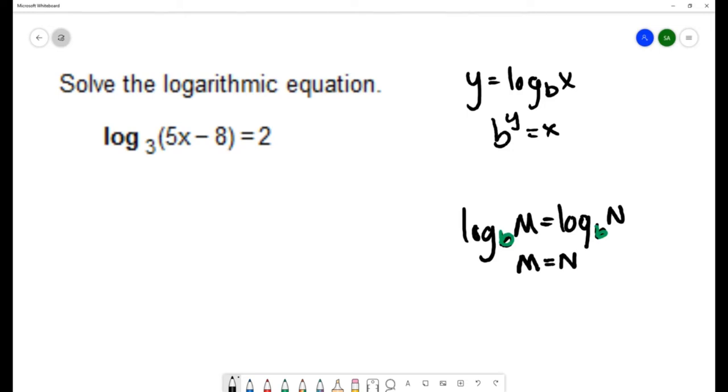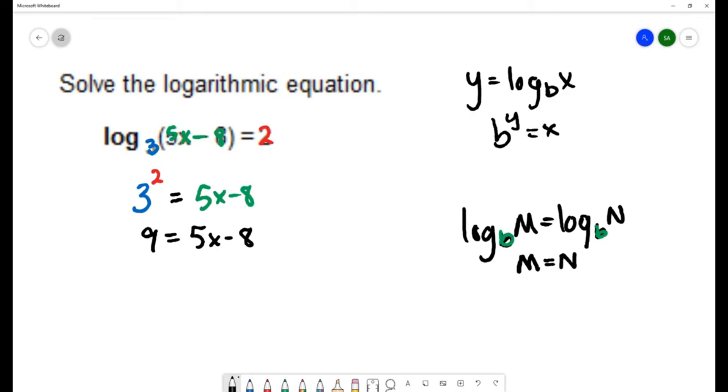Converting to an exponential would mean that I have a base of 3. The log always equals the exponent, so we have an exponent of 2. And then this expression equals what's inside the log. That's 5x minus 8. So we get the equation 3 squared, which is 9, equals 5x minus 8.